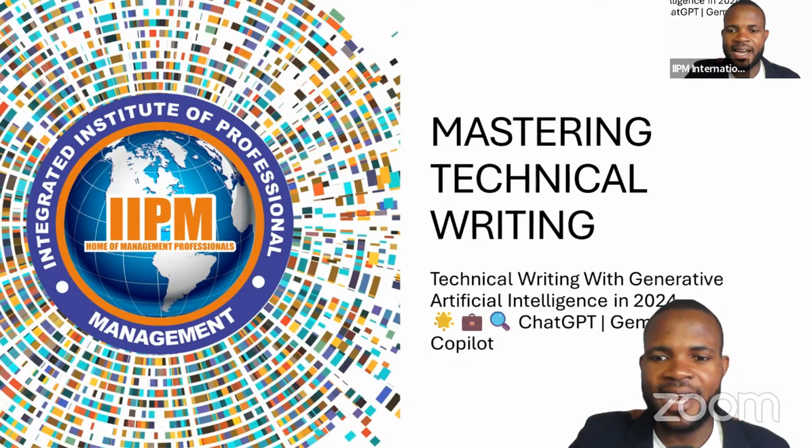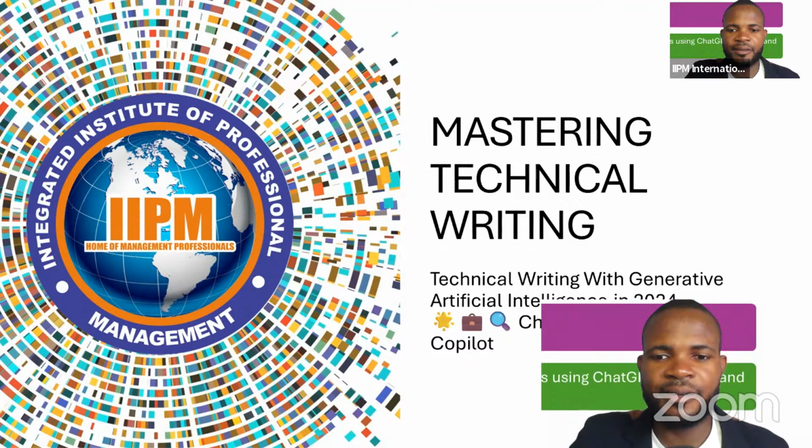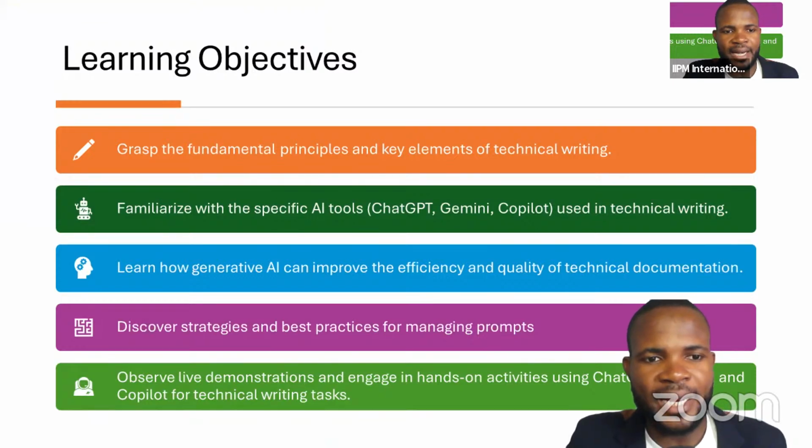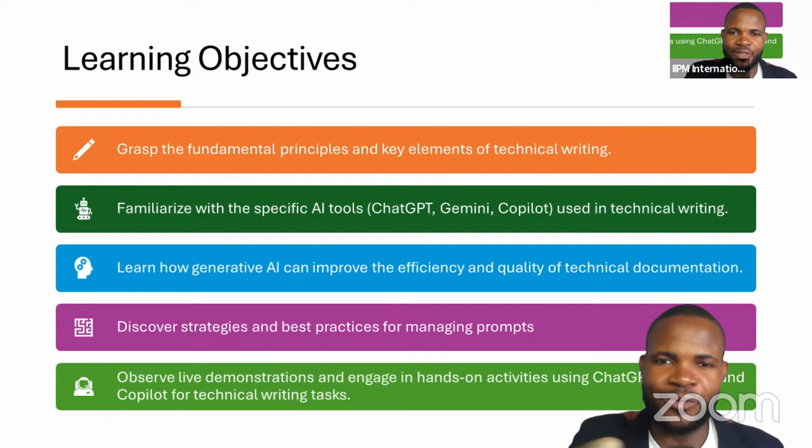All right. Now, that being said, let's get to what we have here. In the learning objectives, by the end of this section, participants would have been able to grasp the fundamental principles and key elements of technical writing. So we'll do a review of technical writing. And then the second thing we'll do is to familiarize ourselves with specific AI tools used in technical writing. And we'll be focusing on ChatGPT, Gemini, and Copilot.